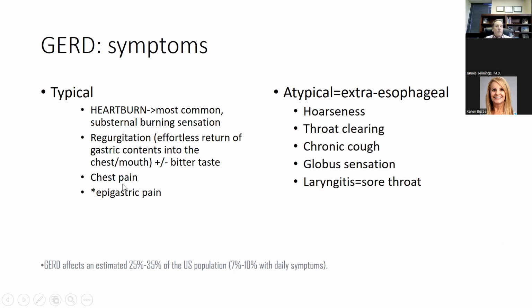Chest pain, reflux disease, the same nerves that innervate the heart innervate the esophagus, so they can present with chest pain. And I do want to highlight epigastric pain, not necessarily always ulcers or gastritis or gallbladder, but it could be reflux.